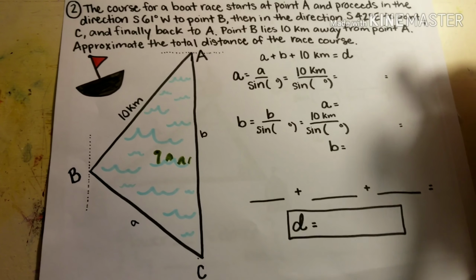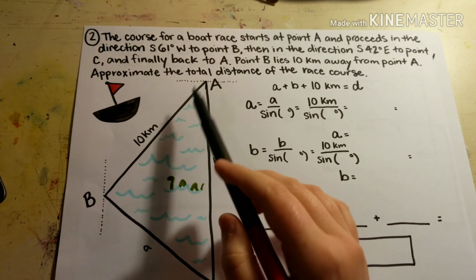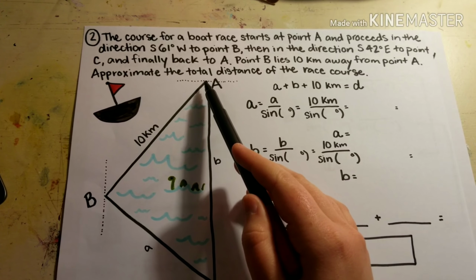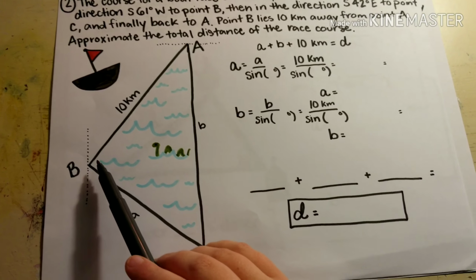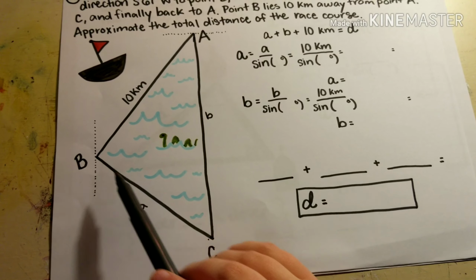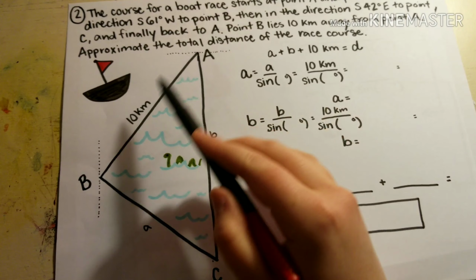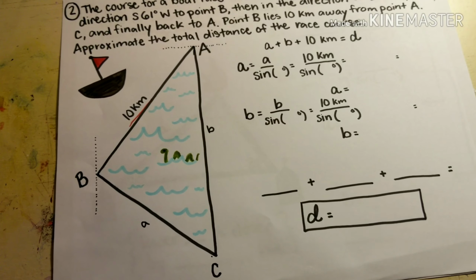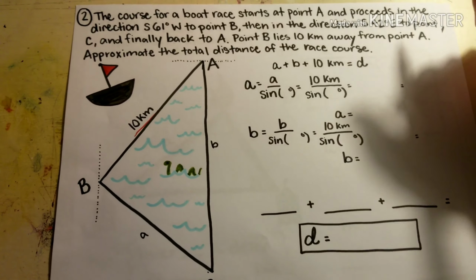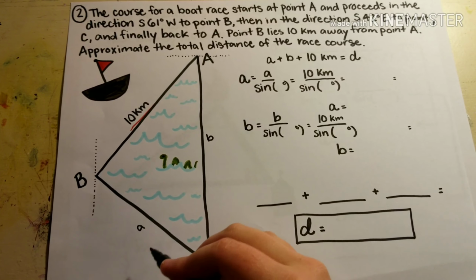So the next problem has to do with bearings, and it says the course for a boat race starts at point A and then proceeds in the direction south 61 degrees west to point B, and then in the direction south 42 degrees east to point C, and finally back to A. Point B lies 10 kilometers away from point A, and we're supposed to approximate the total distance of the race course.